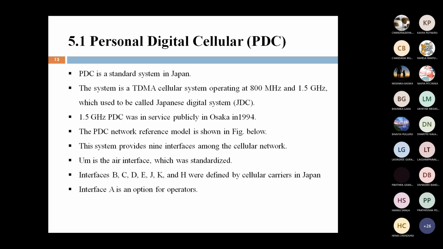Here we use 9 interfaces. In previous sessions we discussed the interfaces used in GSM, such as the radio interface and the A interface. Similarly, personal digital cellular also uses 9 interfaces. The first is Um, the air interface, that is the radio interface between the base station and the mobile station, and then the other interfaces like B, C, D, E, J, K, H, and A. In total, 9 interfaces are used in the structure of PDC.